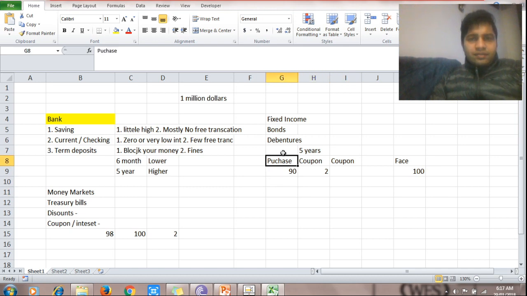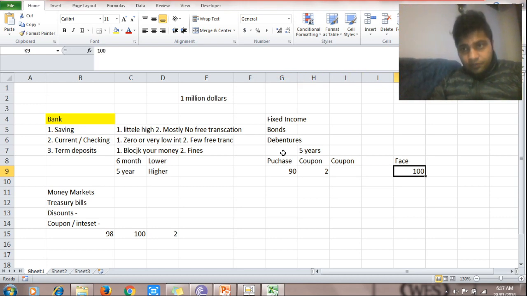So once again, in a bond you invest money, you purchase the bond, right? That is called the purchase price. Then you redeem the bond. That is called the face value. Bonds are redeemed at face value, and in the interim you get coupons. Coupon is the interest payment that the bond gives. Coupons are mostly semi-annual, but they can be monthly, yearly, or quarterly also.